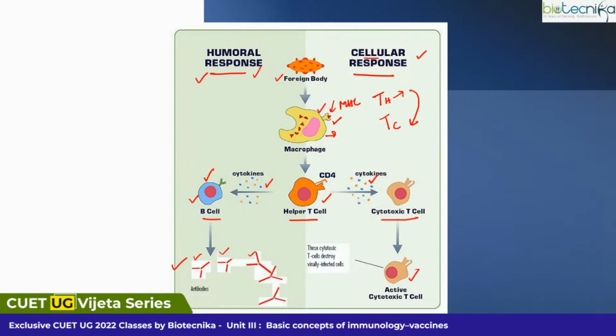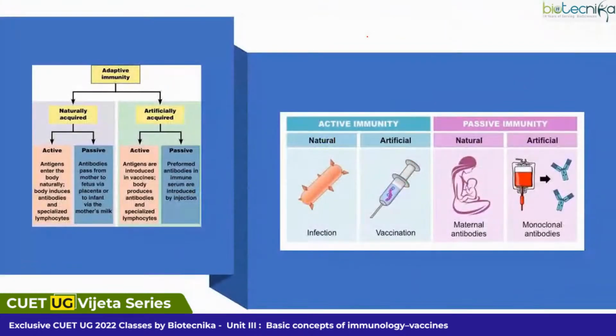Okay, now when cytotoxic T cells become active, they are capable of destroying virally infected cells. So here the cells are getting activated and they are giving a response, so we call it the cellular response. That is the difference between humoral response and cellular response. Humoral response involves the B cells that release the antibodies. Cellular response involves the T cells that get activated, and in turn they help in killing the viral infected cells.